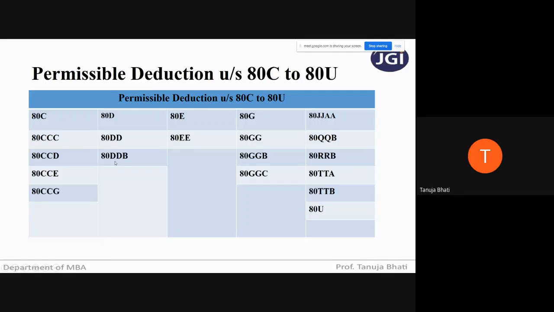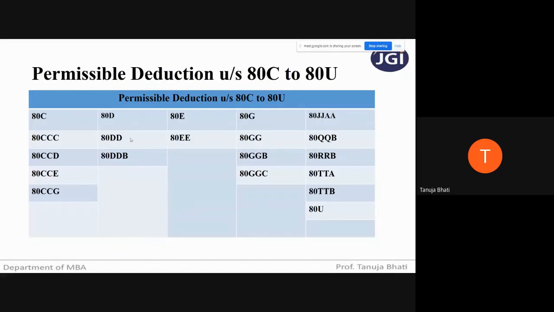Ma'am, under section 80D, can he also claim deduction if he's a senior citizen? Yes, he also gets it. 50,000 will be given even if the individual or his spouse is a senior citizen. So if anyone is a senior citizen, he will get 50,000, and if they are not senior citizens, they will get 25,000, taking into consideration the individual, self, spouse, dependent children, everyone. Okay, ma'am. Okay.